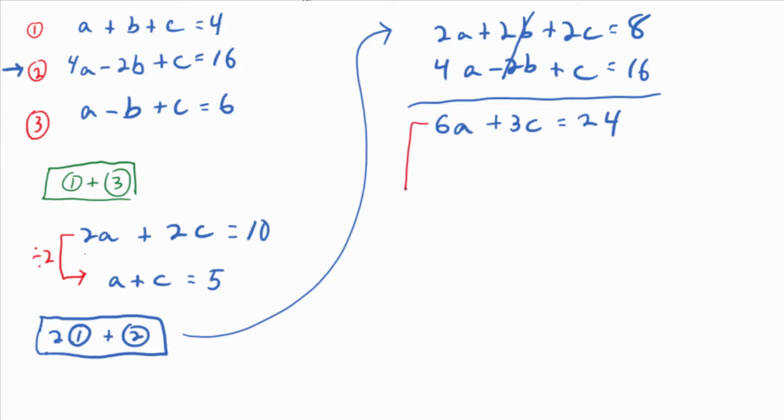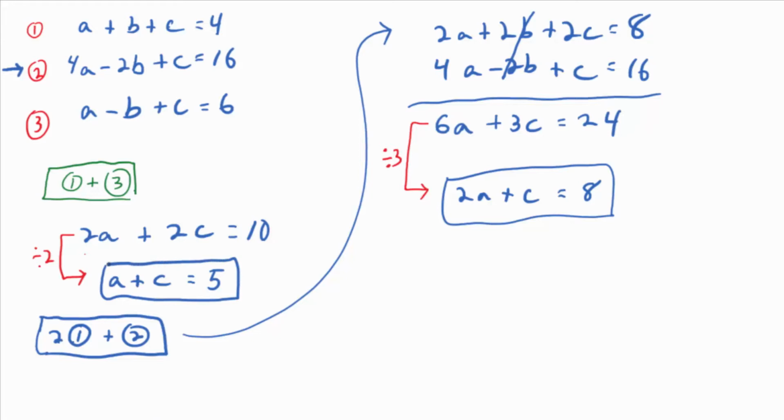Is there any way you can make your life easier on this one? What could you divide through by on this one? Yeah, what does that give you? There you go. So remember, the idea is now we've got 2 equations, 2 unknowns. So we've got this guy and we've got this guy. Let's write them right next to each other. 2a plus c equals 8 and a plus c equals 5.